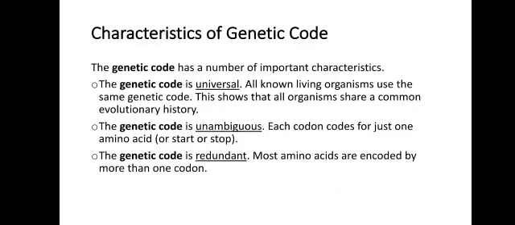Characteristics of the genetic code. The genetic code has a number of important characteristics. First one, the genetic code is universal. All known living organisms use the same genetic code. This shows that all organisms share a common evolutionary history. We know that all organisms use DNA to store genetic information.